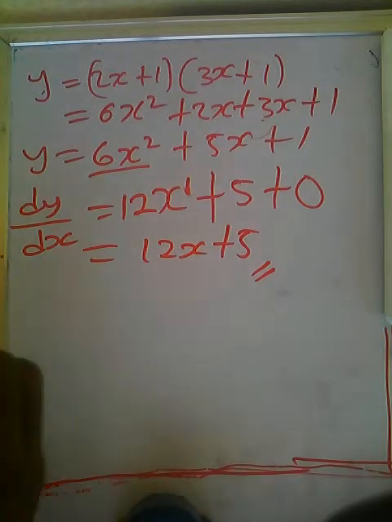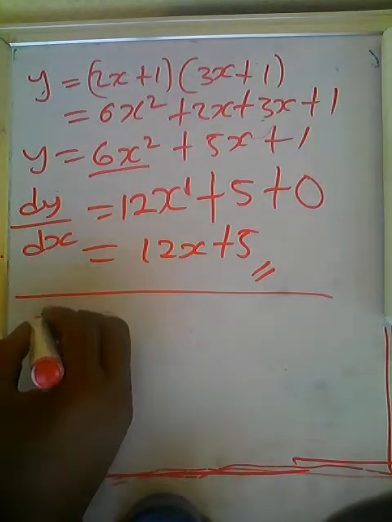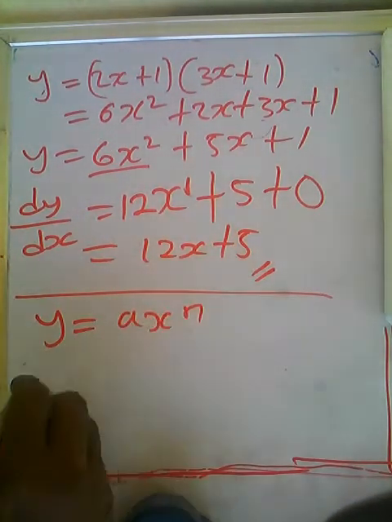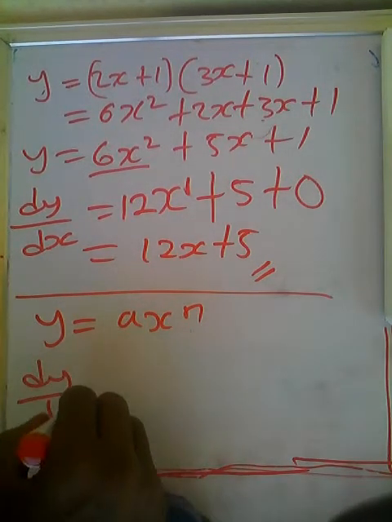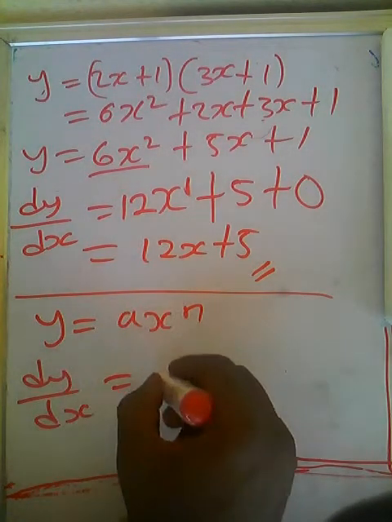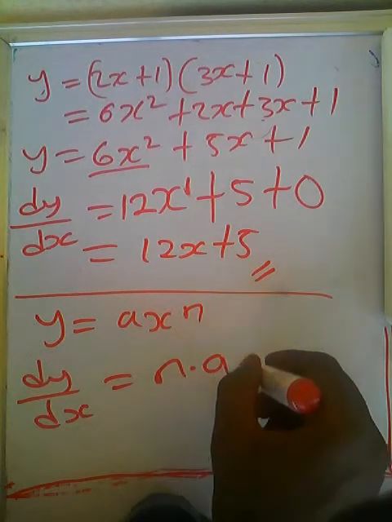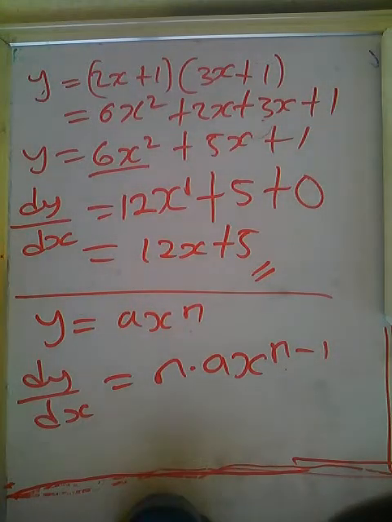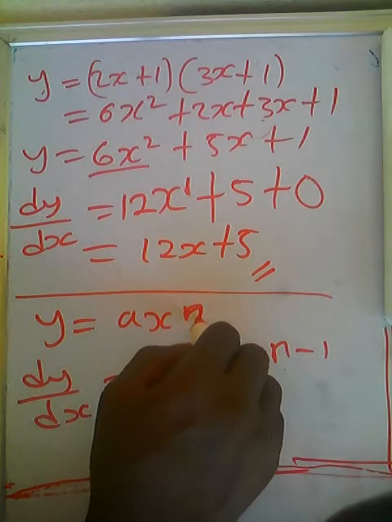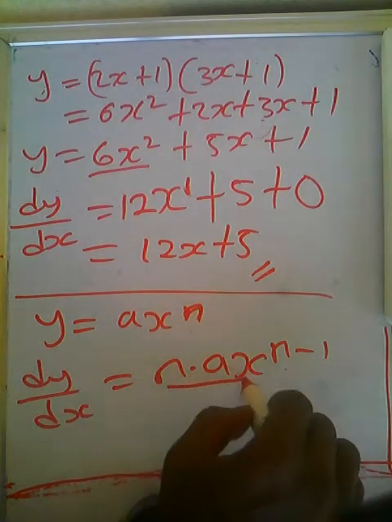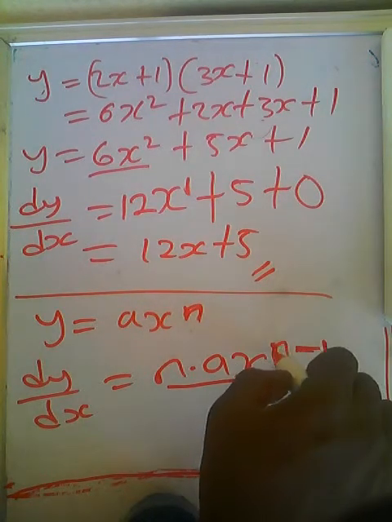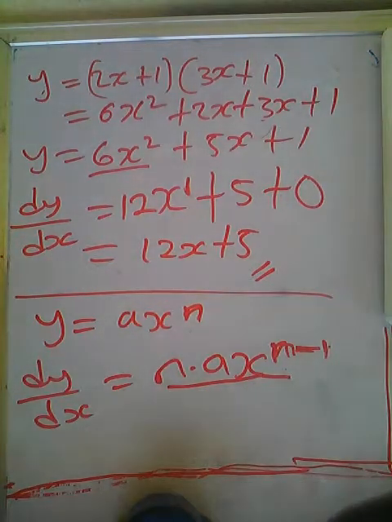We actually apply the method which is when we have y equals ax raised to the power n, then dy/dx will become n times a, then x raised to the power n minus 1. This simple logic is the original power will multiply the function. Then we subtract 1 from the original power to have a new power for the derivative. So that is the method.